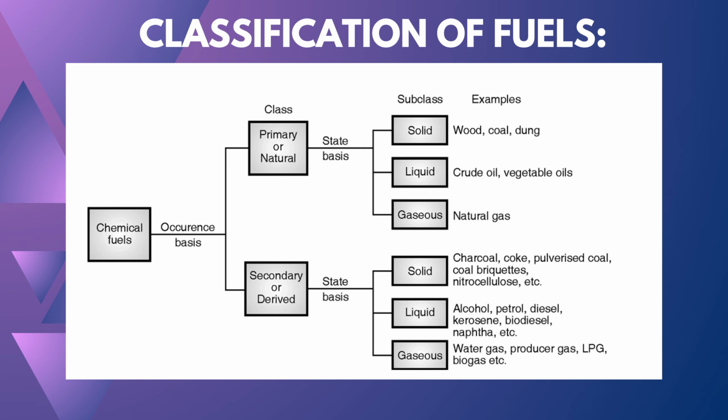Primary fuels are those which are directly found in nature. We can think of them in solid form, such as wood, coal, or cow dung, and liquid fuels such as crude oil and vegetable oils. In gaseous form, we have natural gas. The second type is secondary or derived fuels. These are fuels which are derived, processed, or manufactured from primary fuels or other raw materials. This includes solids such as charcoal, liquids such as alcohol, and gases such as water gas.